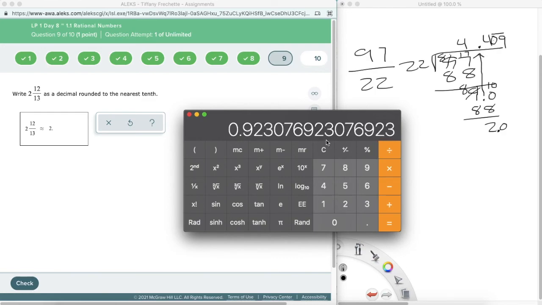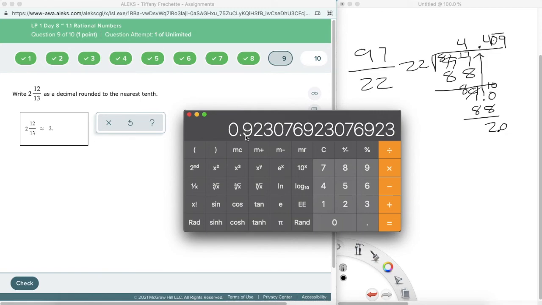So it's a very long decimal. It's not necessarily, oh, it is repeating. I do see a repeating pattern. It's just kind of a funny one. So it's 923076, 923076. So this whole section is repeating. But we only want it to a 10th. So here's my 10th right here.